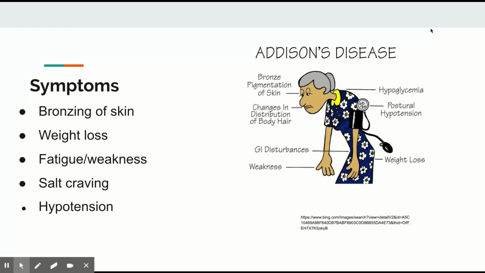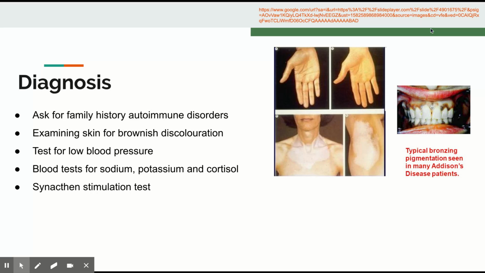The bronzing of the skin is due to the high levels of ACTH, which actually overstimulate the melanocytes and increase the production of melanin, which causes the skin to overall darken. To make a diagnosis, doctors can check for any brownish discolorations in the creases of your palm, your elbow crease, on any scars, your lips, and gums.